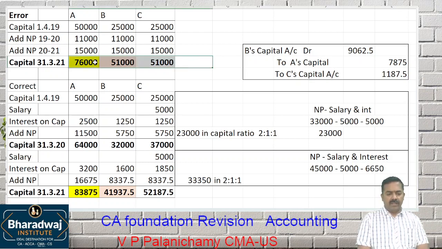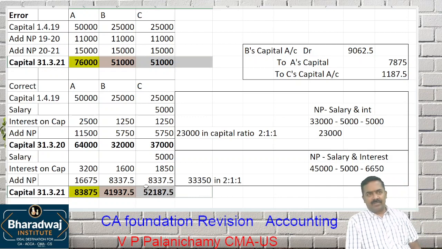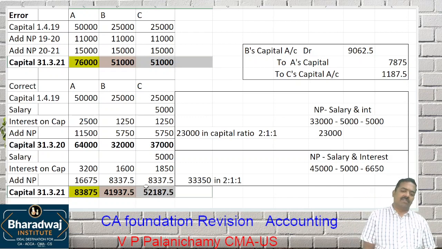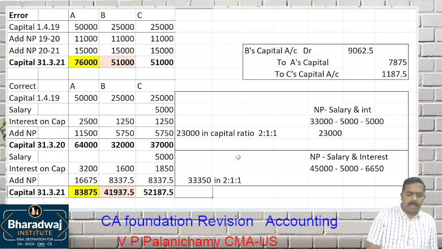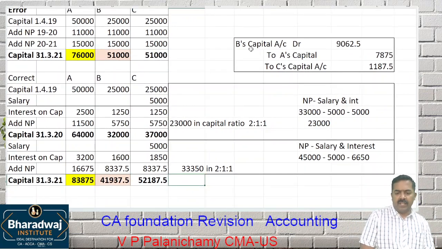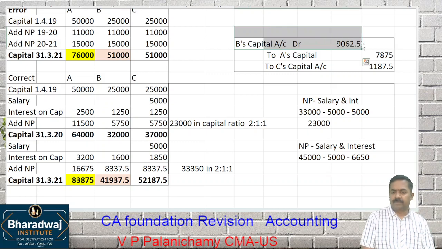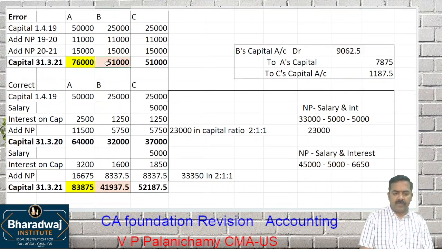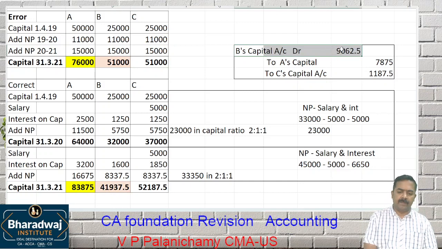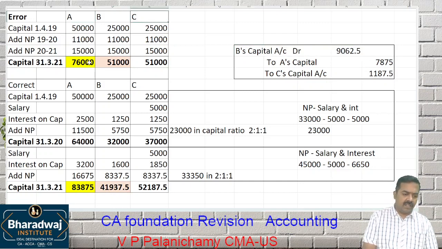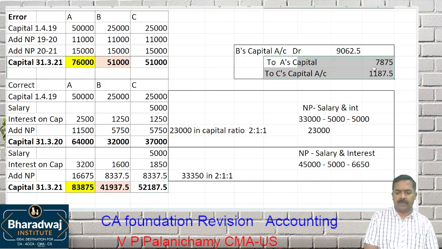So total capital, wrong or correct, it is 1,78,000 now. Okay, within the partners now. Because of the error, one partner would have got more, another partner would have got less. Any doubt in it? Why are we debiting B's capital? B's capital is 51,000, but how much should it be? It is 41,937. So excess credit is there, so remove it by debiting. A and C have a lesser balance than the required balance, the correct balance, so credit capital.